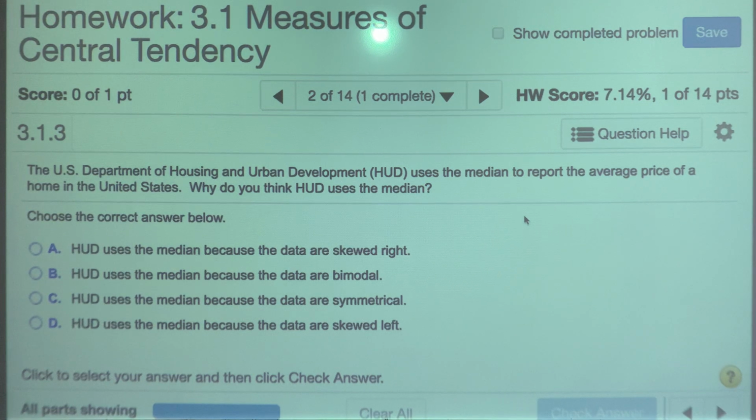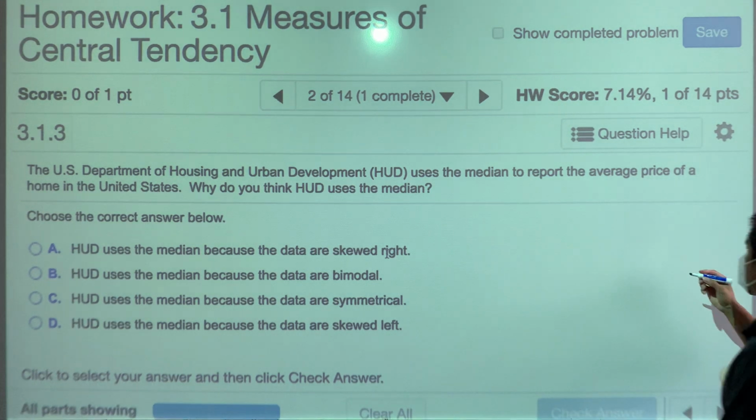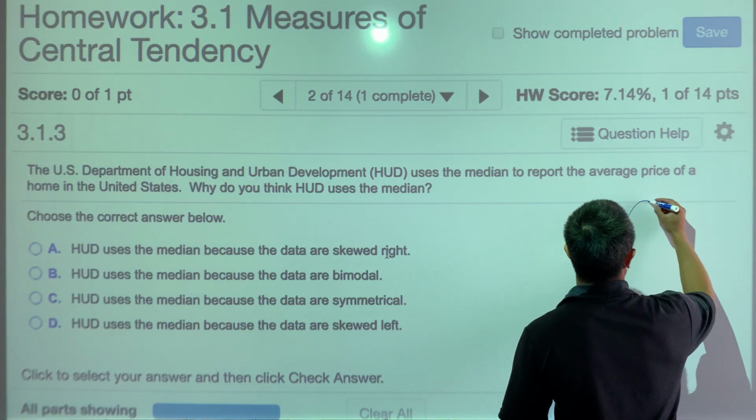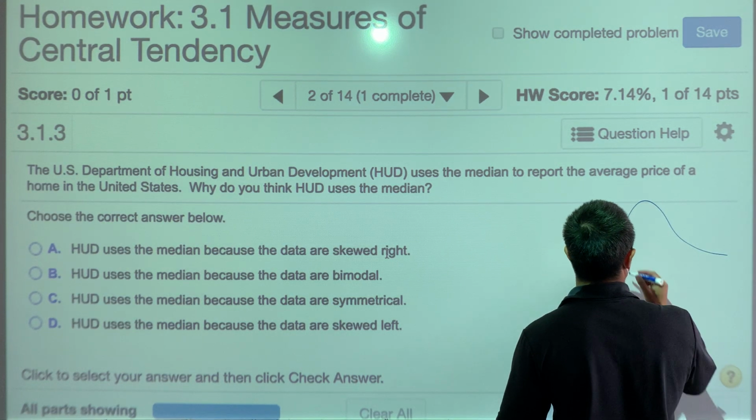All right, number two. The U.S. Department of Housing and Urban Development, abbreviated HUD, uses the median to report the average price of a home in the United States. Why do you think the HUD uses the median? We're going to talk more about this, and I will bring you back to this concept, but for now, the main thing to know is that housing prices are generally skewed to the right, okay?